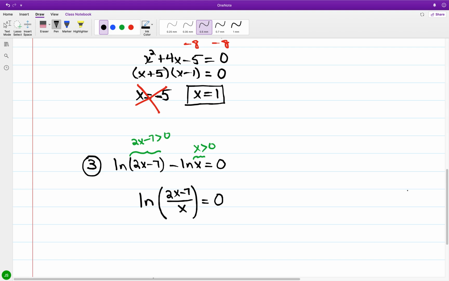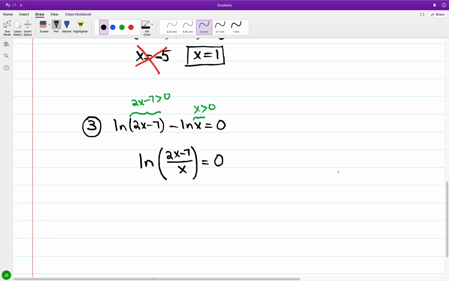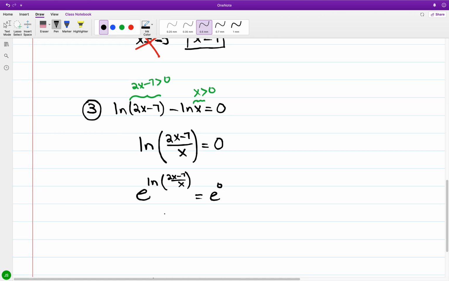is equal to 0. And if I get rid of the ln attachment, so ln is a logarithm in base e, I'm going to take e to the natural logarithm of this ratio. So I have e to the ln of (2x minus 7) over x, and that is going to be equal to e to the 0. And so the left-hand side is going to be transformed to (2x minus 7) over x, and e to the 0 is equal to 1.